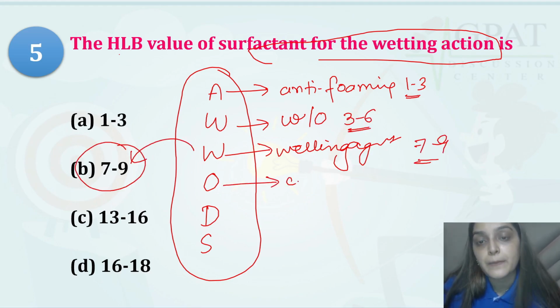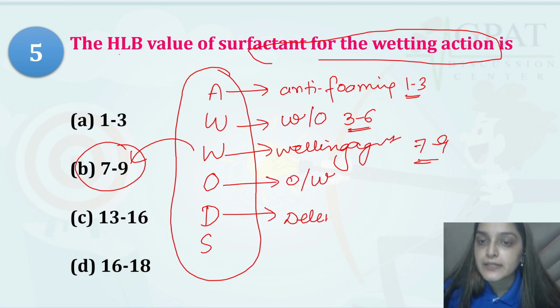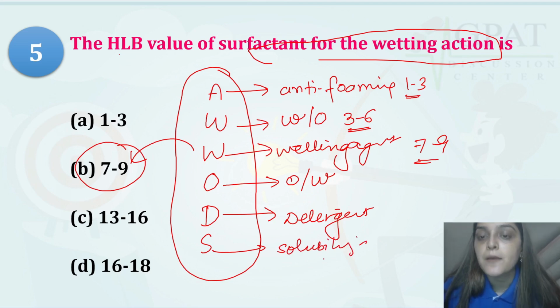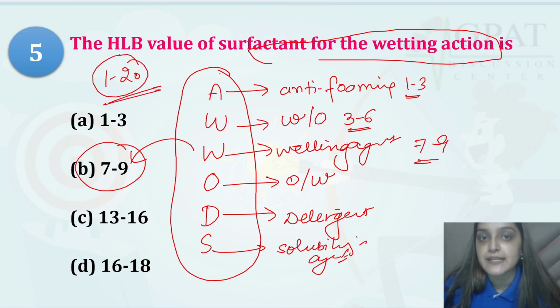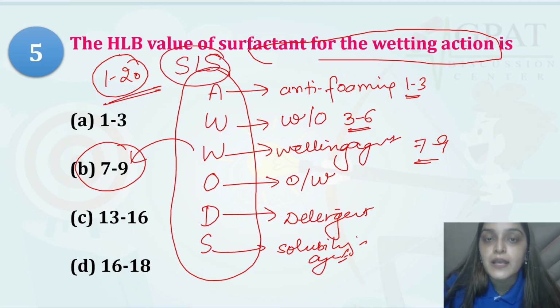Then O will be oil in water emulsifiers, D will be the detergents, and S will be the solubilizing agents. Please remember this table usually lists from about 1 to 20. But there is one surfactant which is an exception, that is sodium lauryl sulfate, which has an HLB value of around 40. This is an important question.